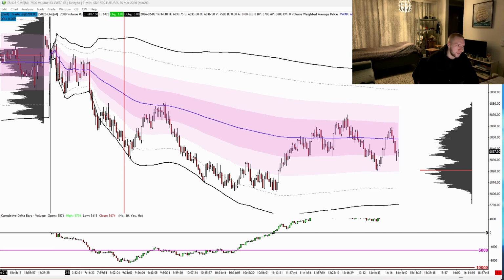This is my VWAP chart here on Sierra Chart. I'm not sponsored, by the way, if you're thinking. And we can see very clearly that that day markets dropped very hard.